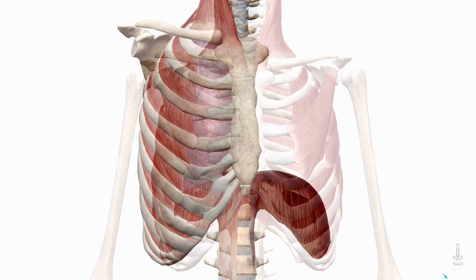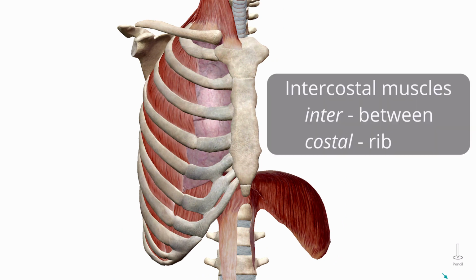The next set of muscles we're going to talk about are the intercostals. Costal means rib, and inter indicates between, so the intercostal muscles are the muscles between the ribs. There is an outer layer called the external intercostals and an inner layer called the internal intercostals.